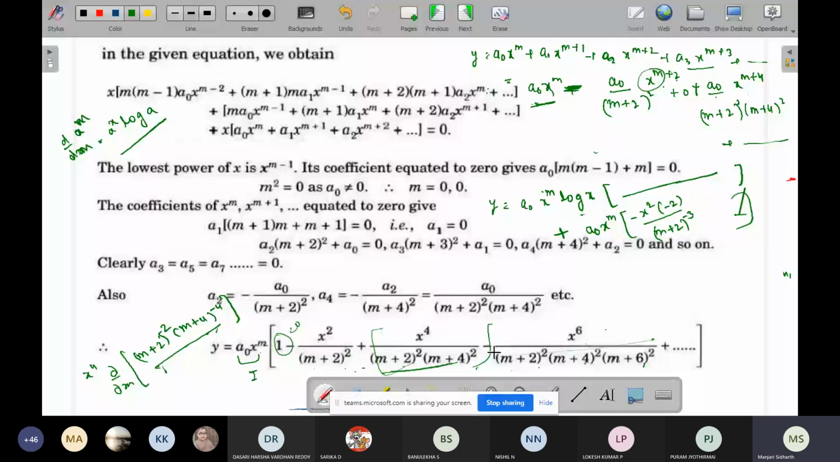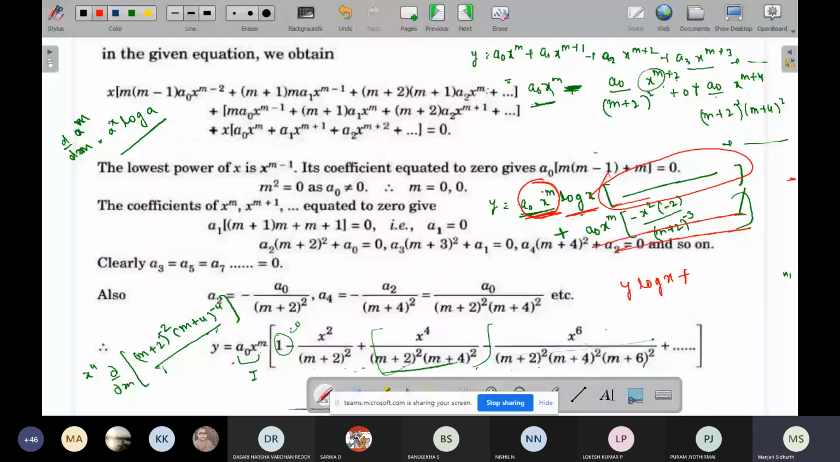Now what I want to tell you, see this a naught x power m and this same term is equal to y, right? So in place of this and this, I will write y log x plus this whole second term.